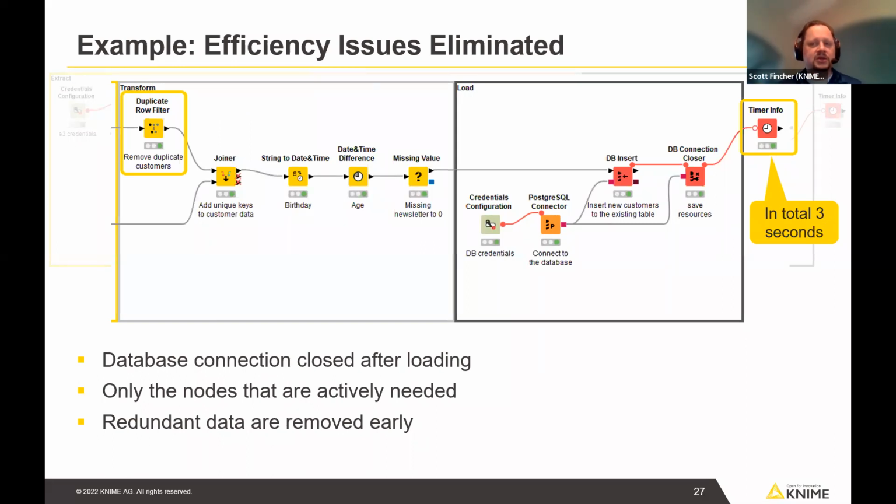But if we make some strategic changes here, we can get that time to about 3 seconds, where we close our database connection after we load. We get rid of those orphan branches that aren't needed and don't go anywhere. And we do our deduplication of our rows earlier in the process. You can see that duplicate row filter moved up.